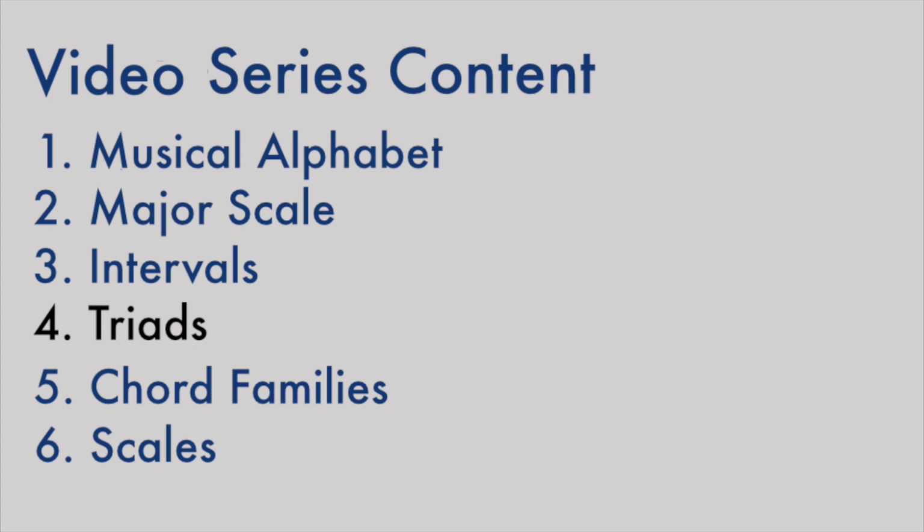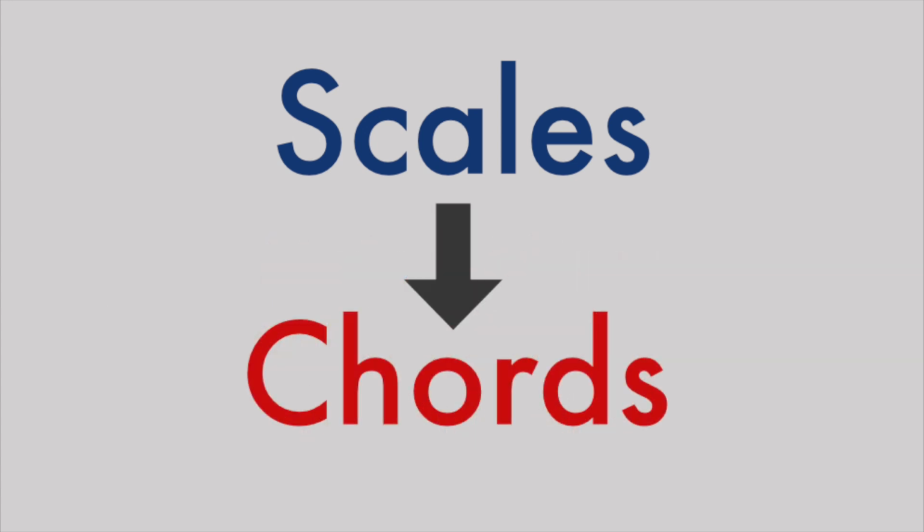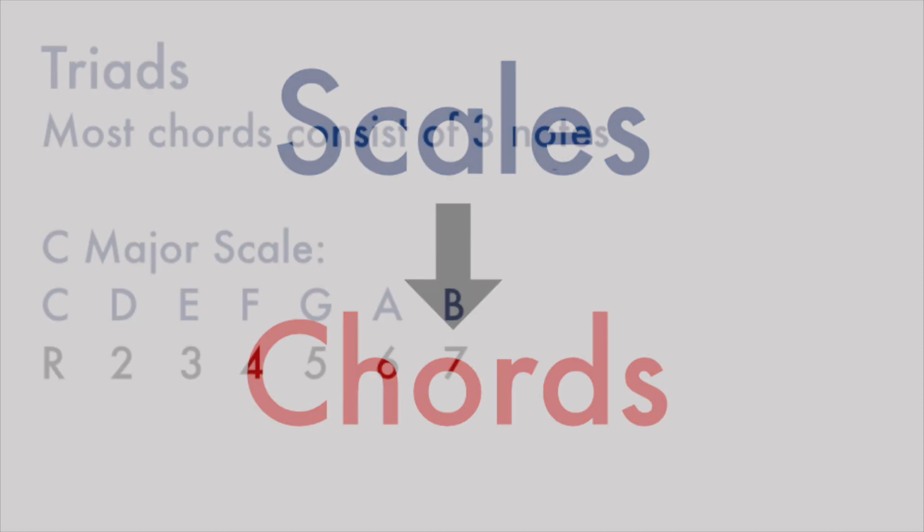Music Theory for Beginners, Part 4, Triads. We see different scales all the time, but what can we do with them? There are many things we can do with them, and one of them is to make chords. Let's take the major scale and turn it into a chord.